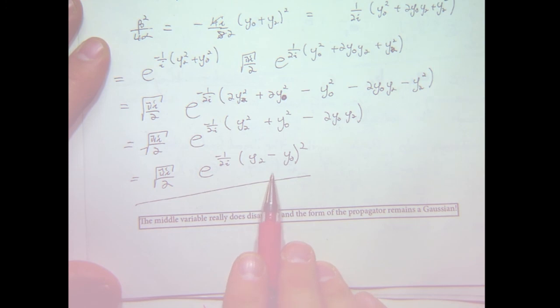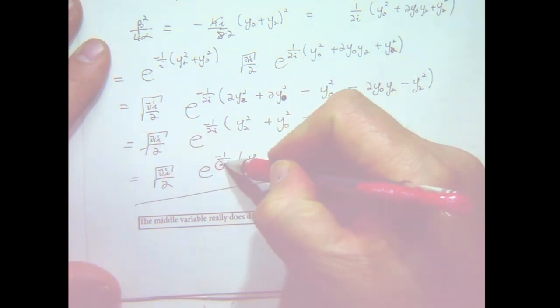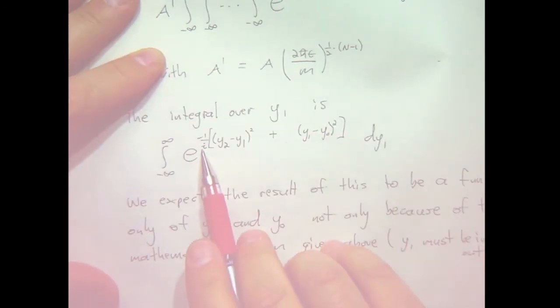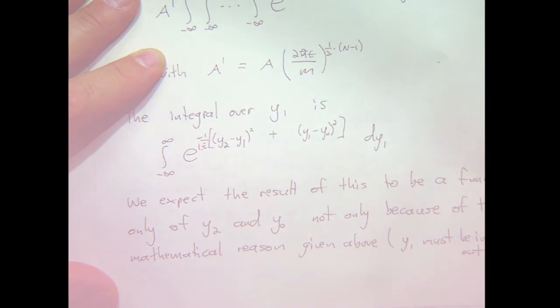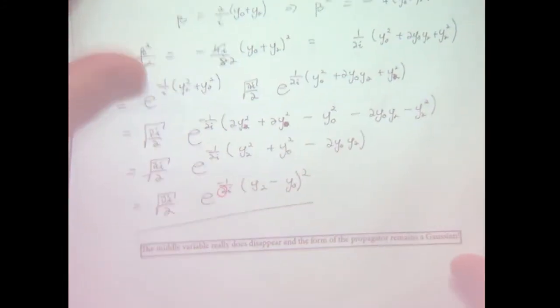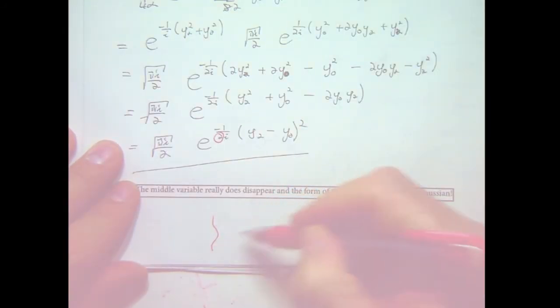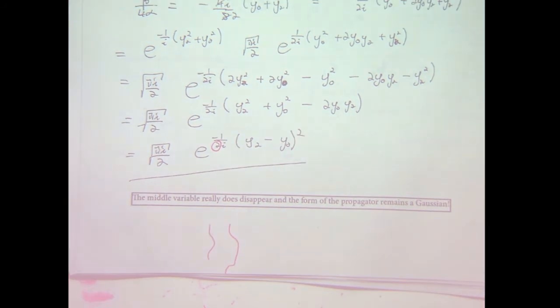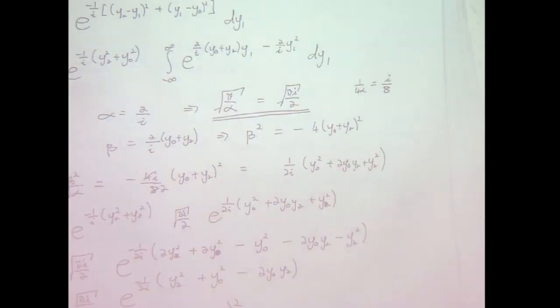But not only that, the denominator now in the Gaussian has a 2. Here it had a 1. Now you've got a 2. Okay. So what's happened is that the Gaussian was this wide. Now it's double the width, or square root of 2 times the width. Okay. So the Gaussian is spread out after one time step.